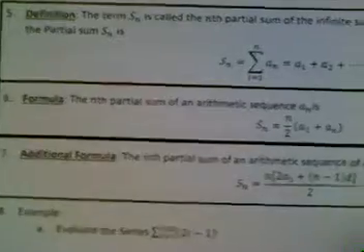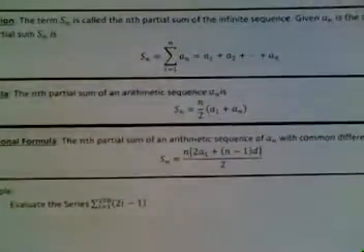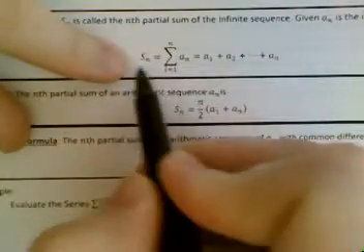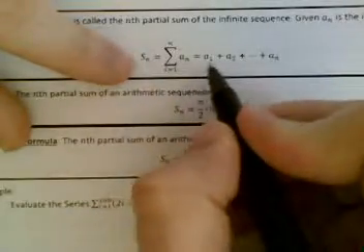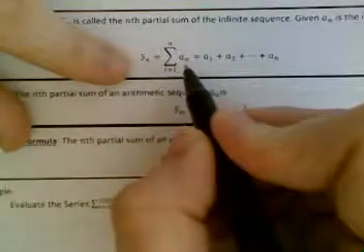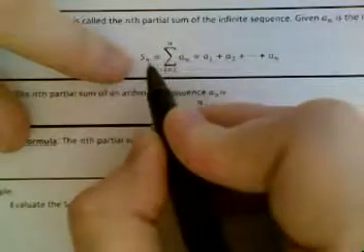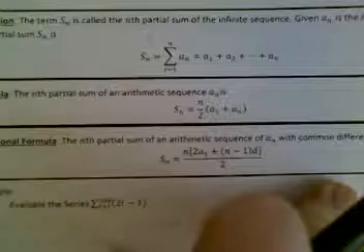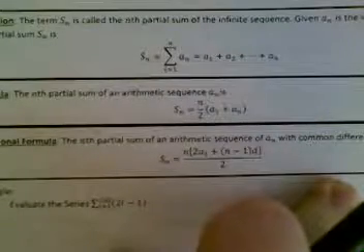S sub n is called the nth partial sum of the infinite sequence. Again, the nth partial sum of the infinite sequence. What we're doing here is adding up the first n terms of the sequence a sub n I was given. I'm adding up the first 1, 2, all the way up to the nth term. That's what the partial sum S sub n is. Again, it's a partial sum because it's not all of the terms. All of the terms would be S sub infinity.